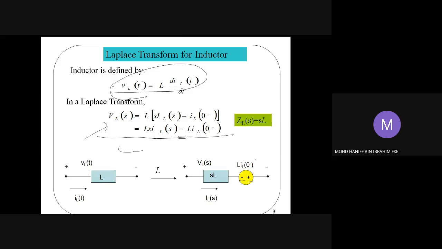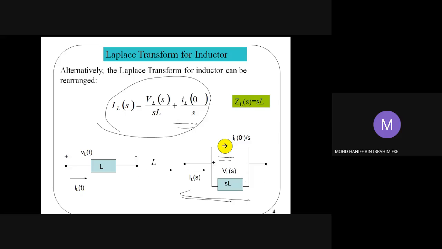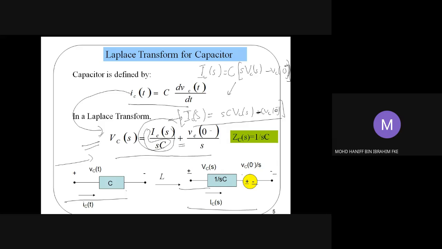So for the case of the inductor, the voltage source is L i(0-) with the sign negative to positive, whereas for the capacitor, the voltage source is V_C(0-) and the sign is positive and negative.